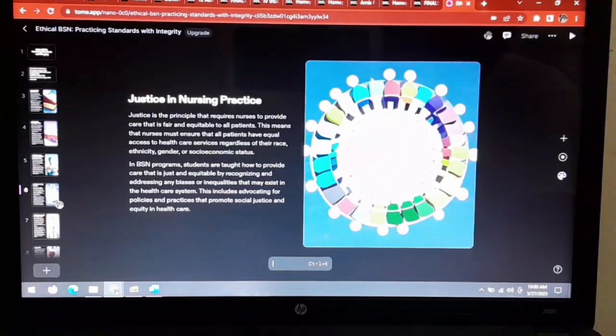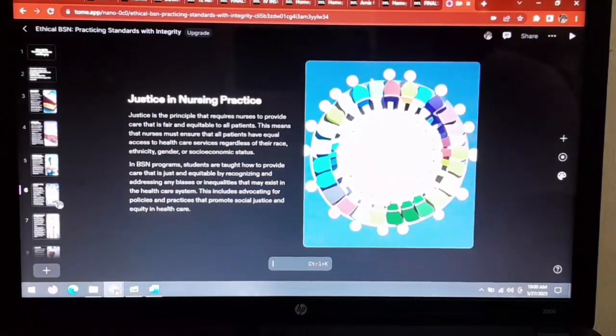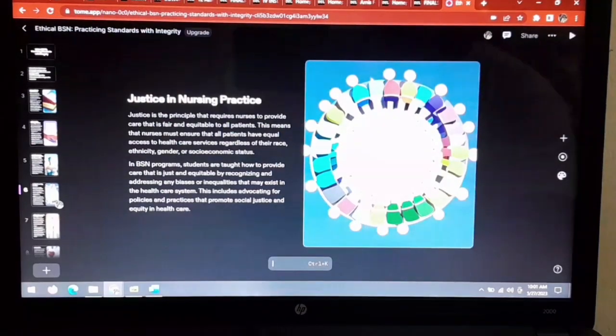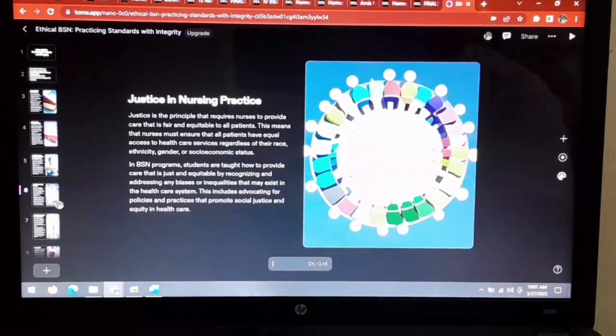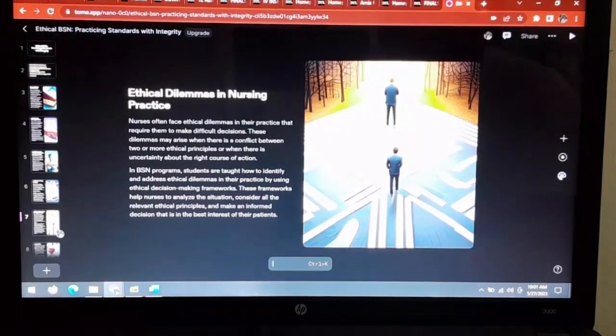Stay updated with the current evidence-based practice and continually enhance our knowledge and skills through continuing education. Provide care within our scope of practice and ensure patient safety at all times. And then next slide. Make sure to ensure our patients are safe at all times.